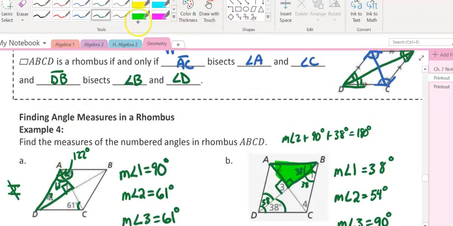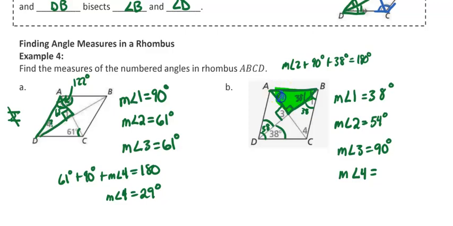So let's switch colors one more time here. If angle 2 is 54 degrees, so is this angle, because the angles are bisected by the diagonals. And then we know the opposite angles are congruent in a parallelogram. And so that means angle 4 is also 52... 54 also. Did I do my math wrong there?